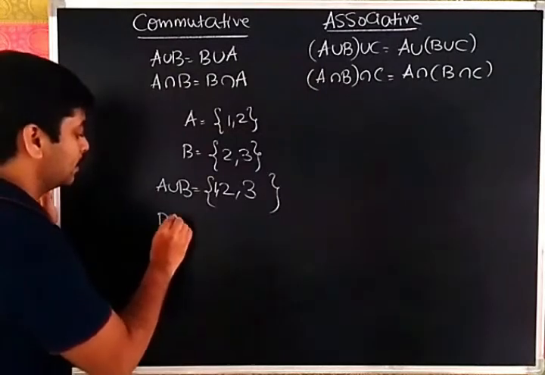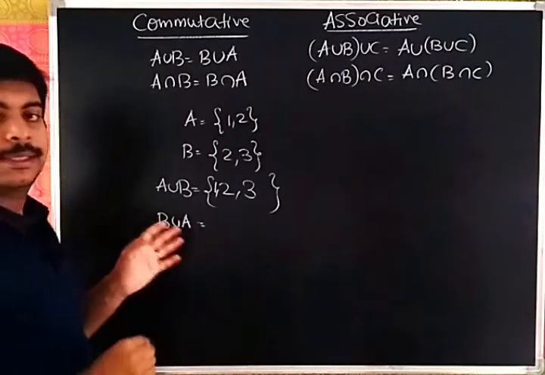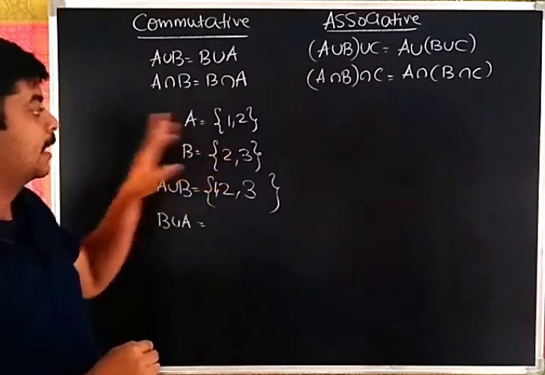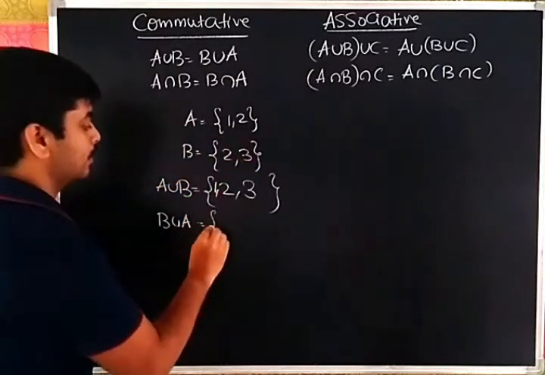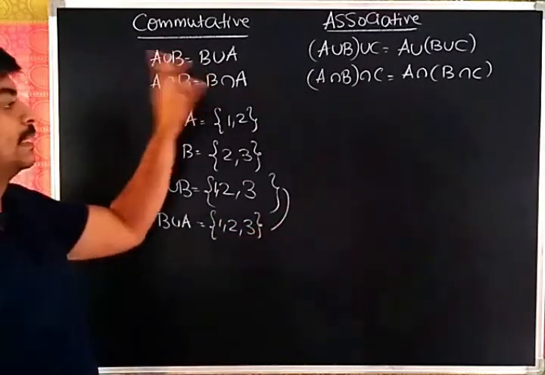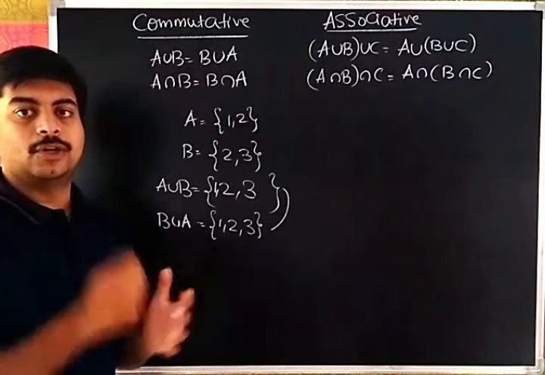What is B union A? The same thing, right? B union A means again the same elements, whatever there in B and A clubbed together. So 1, 2, 3. All the elements will come. So these two are always equal sets. A union B is equal to B union A.